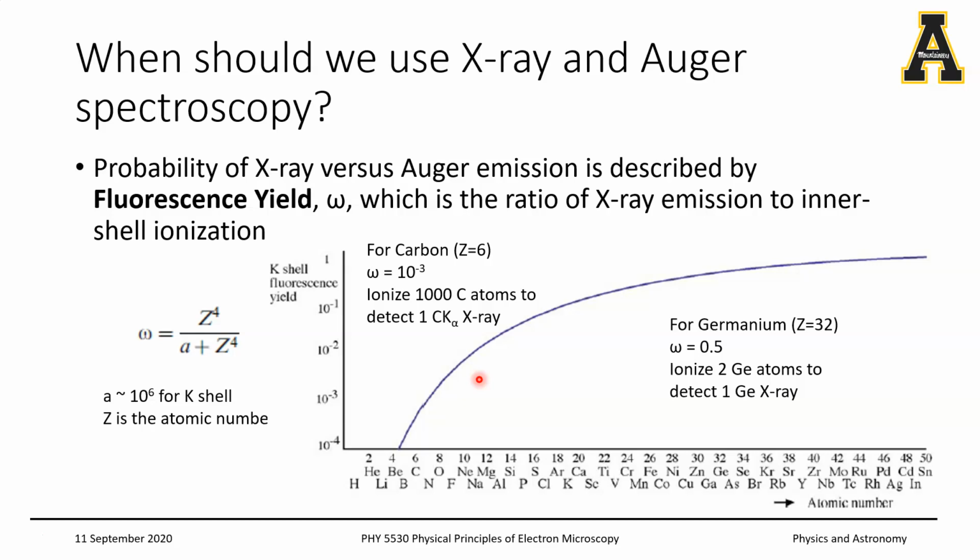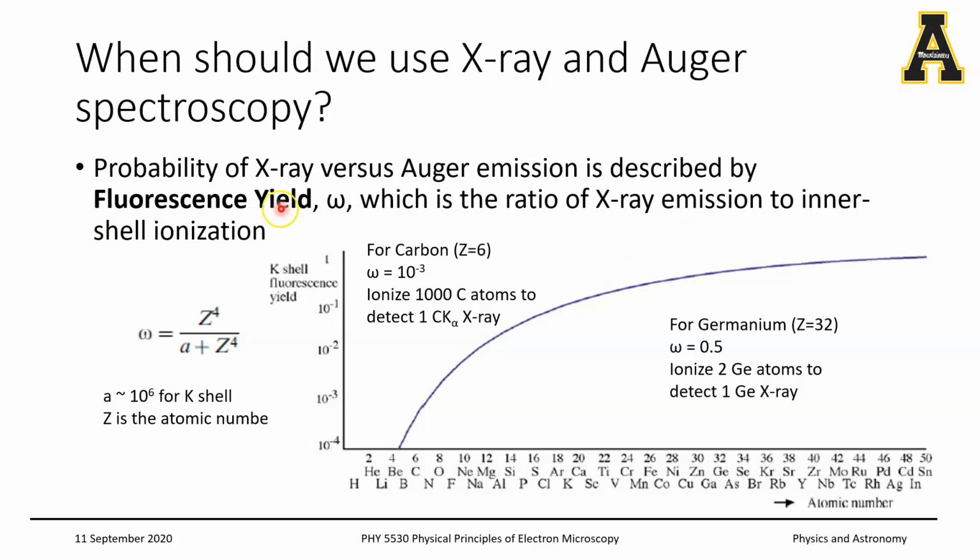We understood that. Now, which process should you rely on to study a given sample? So, if I give you a sample, would you opt to do an X-ray spectroscopy, or would you do an Auger electron spectroscopy to gather information? And which process you choose is determined by something called the fluorescence yield, which is basically the ratio of the X-ray emission to inner shell ionization, right?